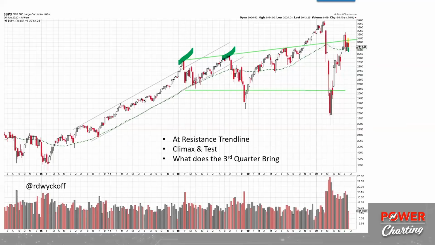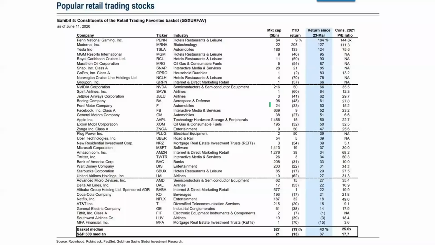Well, I think it's important if the 39-week or the 200-day, the S&P gets back below it again. I think that could be an important clue that the S&P wants to react and retrace more of the gains it's made in the second quarter. So we'll see.